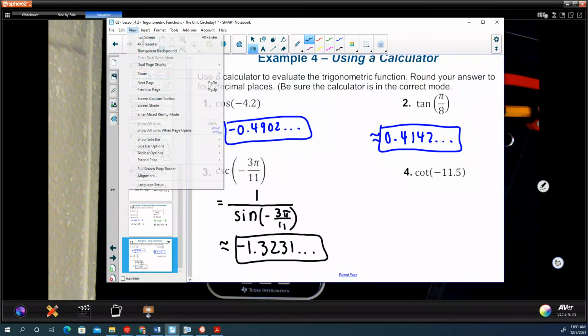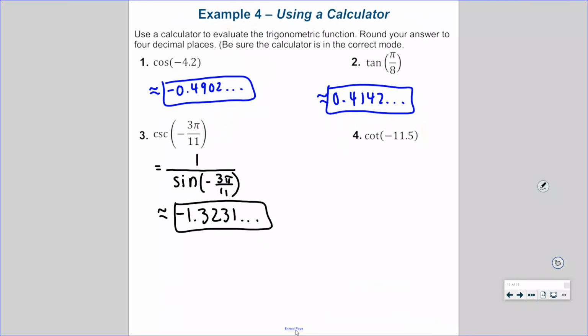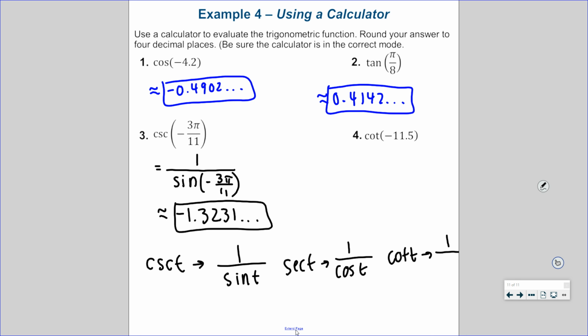So maybe just write this in your notes for the reciprocal ones. For cosecant of any angle, you have to do 1 over the sine of that angle. It's the reciprocal identity. For secant, what's secant's reciprocal? Cosine. What about cotangent? Tangent, yep. So for this one, we'd have to do 1 over the tangent of negative 11.5.